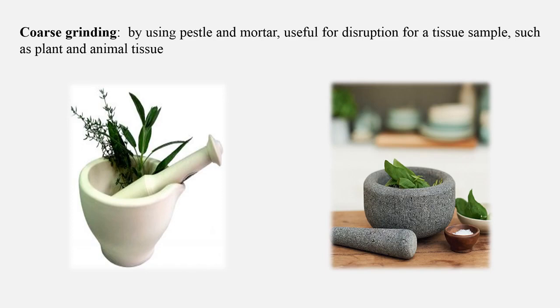Coarse grinding by using pestle and mortar, useful for disruption for tissue sample such as plant and animal tissue. الطحن الخشن، وذلك باستخدام المدقة والهاون، مفيد جدا في تحطيم أنسجة العينات. مثال على ذلك هو الأنسجة النباتية والأنسجة الحيوانية.